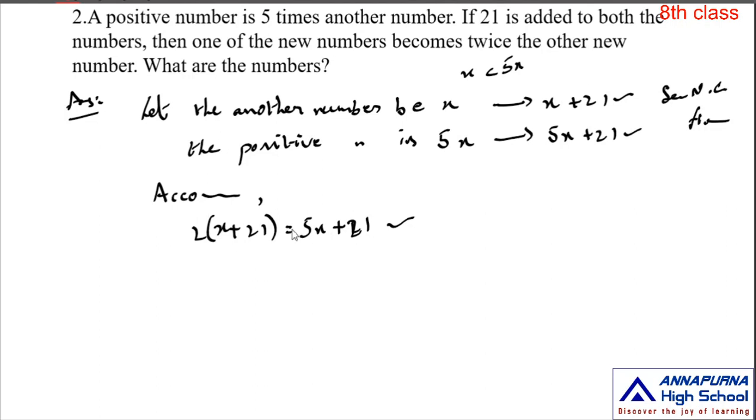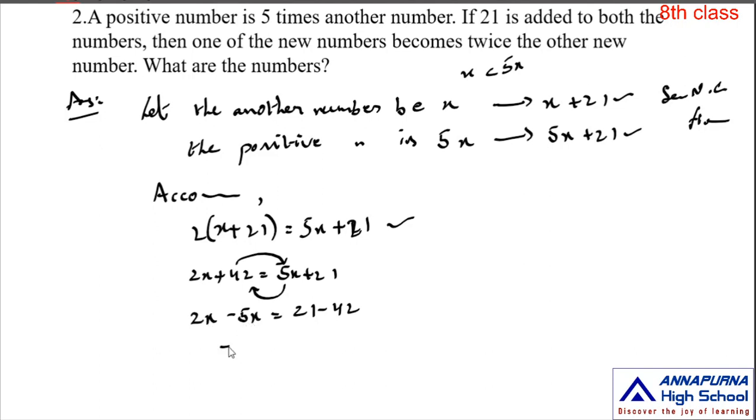Now solve this equation. First remove the brackets on the left side. So multiply every term inside the bracket by 2. 2 into x is 2x, plus 2 into 21 is 42, equal to 5x plus 21. And transpose all like terms, that means all variable terms to the left side and all constant terms to the right side. So 5x is transposed to the left side, and 42 is transposed to the right side. Then 2x plus 5x transposed to the left side changes to minus 5x, and on the right side you already have 21, and plus 42 transposed to the right side changes to minus 42.